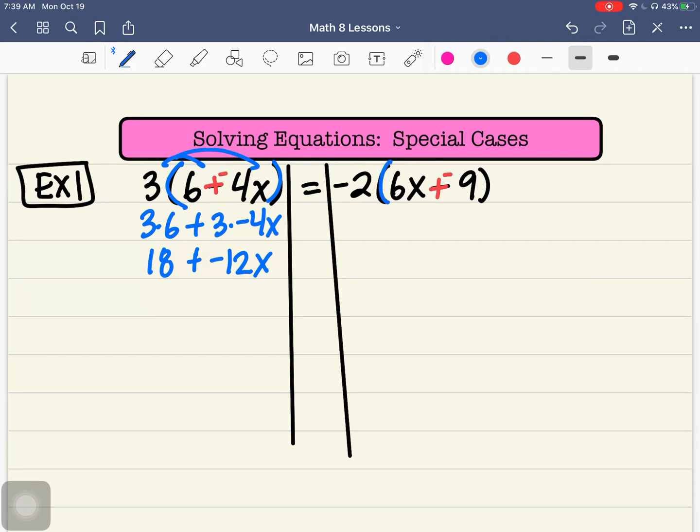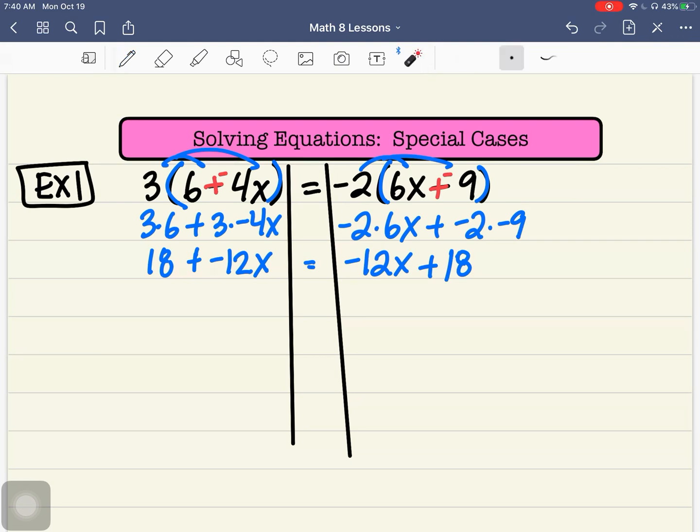And now I'm going to simplify on the right, same thing, because I see those parentheses. So it's negative 2 times 6x plus negative 2 times negative 9. And I get negative 12x plus, negative times negative is positive, 18. So my two sides are now simplified. If you've watched my previous videos or sat in class, you know that I like to move the smaller variable over to where the bigger variable is. But if I look at this, they're exactly the same. What do I do? Well, let's just go ahead and do the plus 12x on both sides anyway, because it doesn't matter.